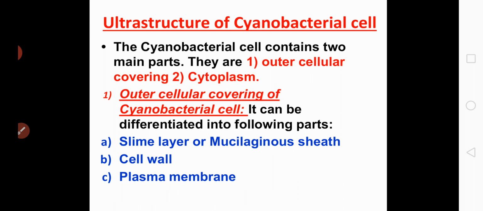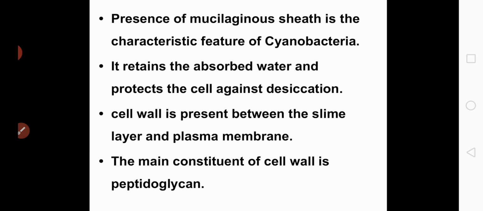So once again I will repeat. The cell of the cyanobacteria mainly contains two parts, the outer cellular covering and the cytoplasm. The outer cellular covering is differentiated into three regions: slime layer, cell wall and plasma membrane. This slime layer is also called mucilaginous sheath. The presence of mucilaginous sheath is a characteristic feature of cyanobacteria. The function of the mucilaginous sheath is that it retains the absorbed water and protects the cell against desiccation. That means this slimy layer present in the cyanobacteria protects the cell from dryness.